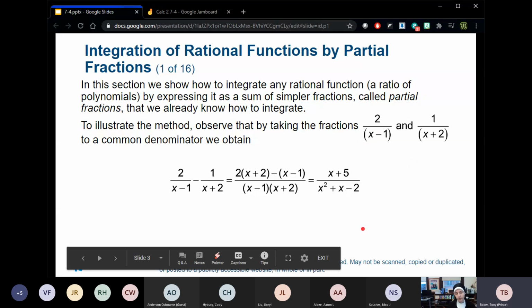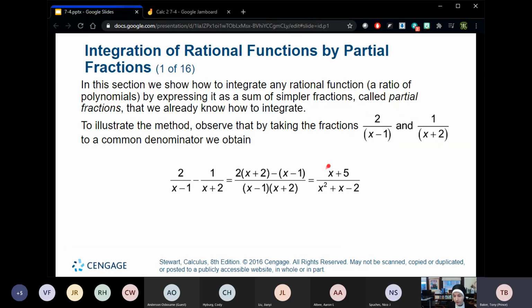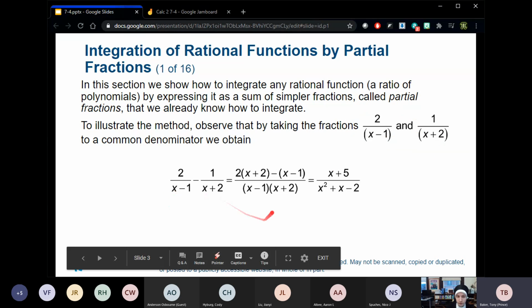So here's a good example with actual letters and numbers. If we take 2 over x minus 1 and 1 over x plus 2, if I wanted to put them together, I need a common denominator. So I just multiply the denominators: x minus 1 times x plus 2. Then I have to multiply the tops by the same thing. So that 2 is multiplied by x plus 2, and that 1 is multiplied by x minus 1. So my fraction, when I put it all together, will be x plus 5 over x squared plus x minus 2. That's what you used to do when you're trying to get one fraction.